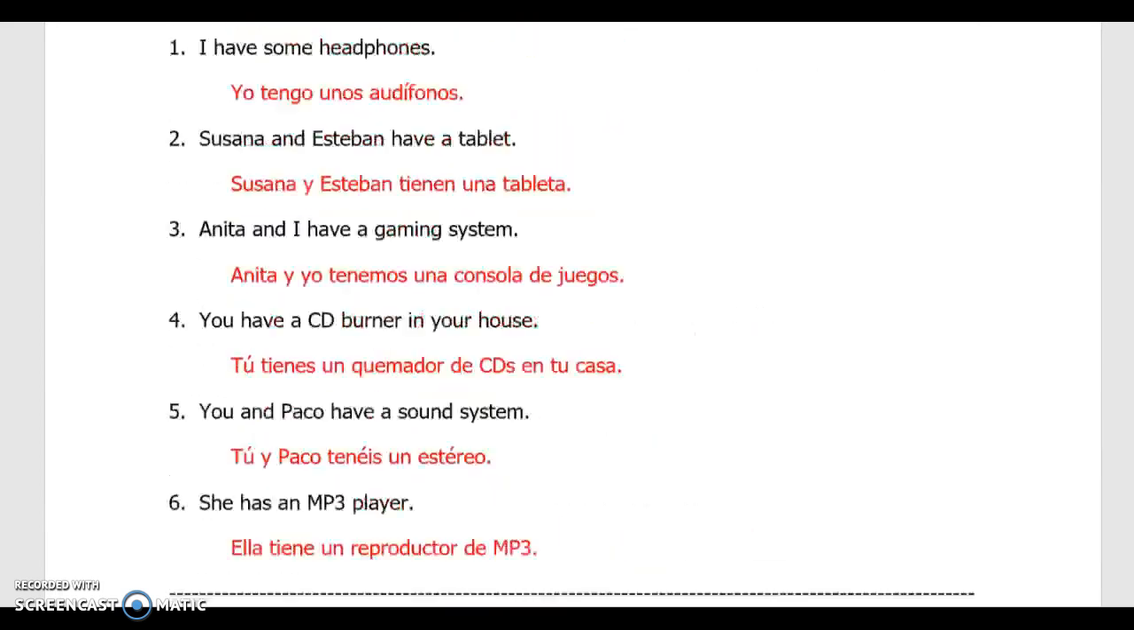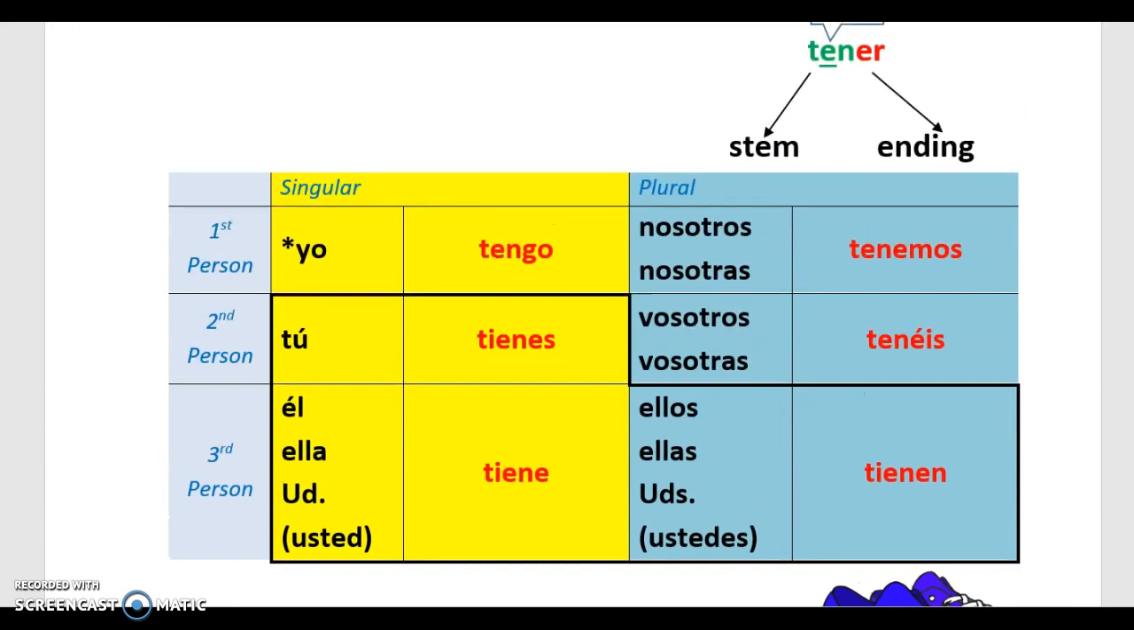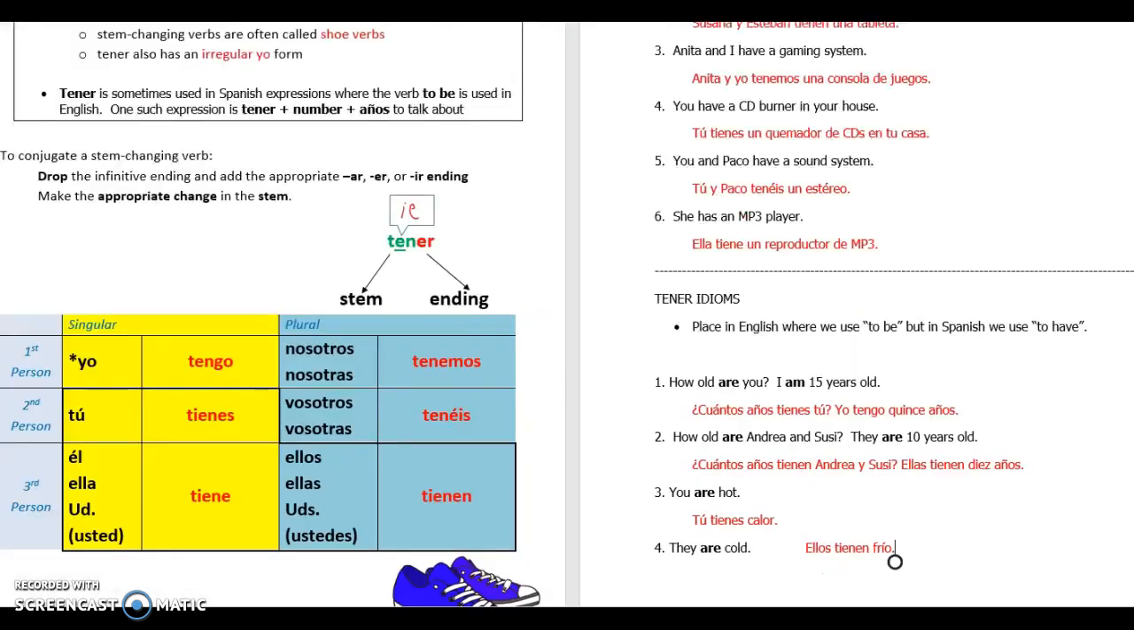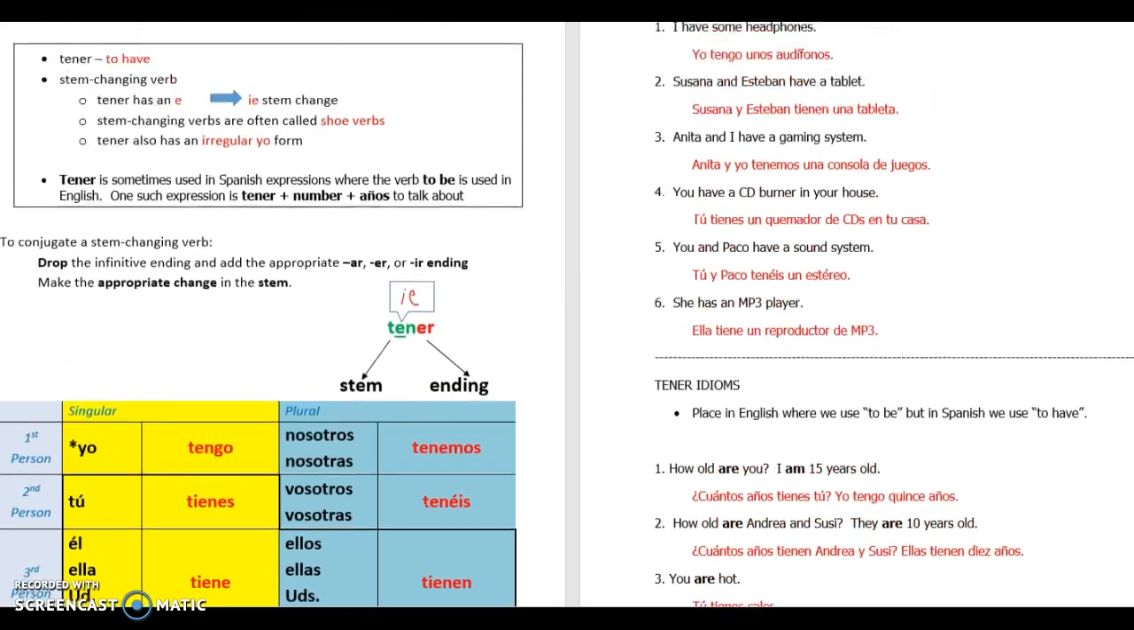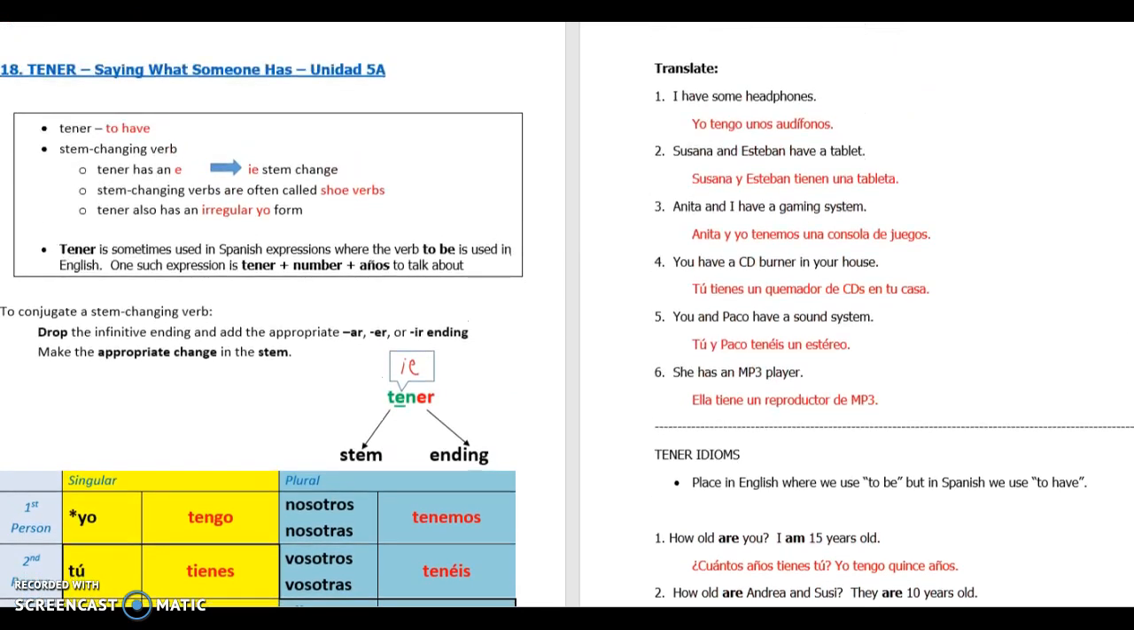So these are those ones you have to kind of get in your head that, oh, that expression isn't literal. All right, y'all. So there we go. Stem changing verb. There's lots of these. We are only focused on tener right now. However, we're going to learn many more of them later. So saying what we have with the verb tener.